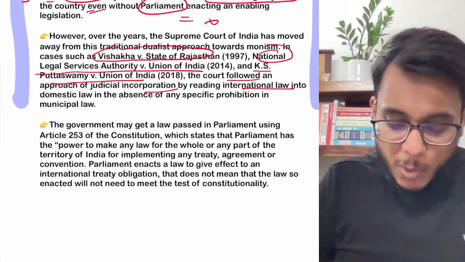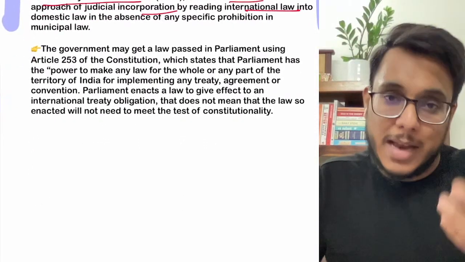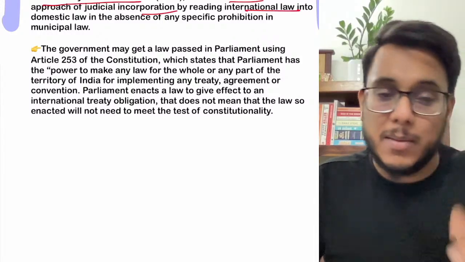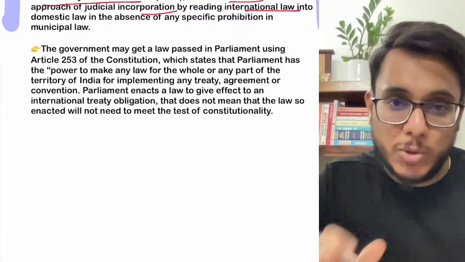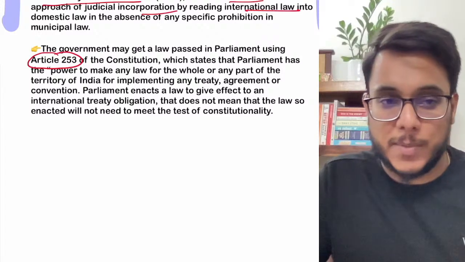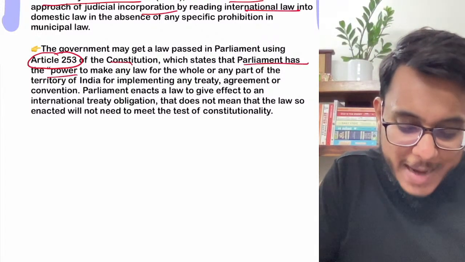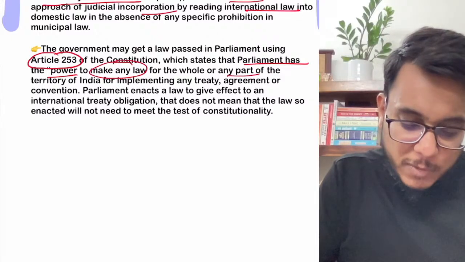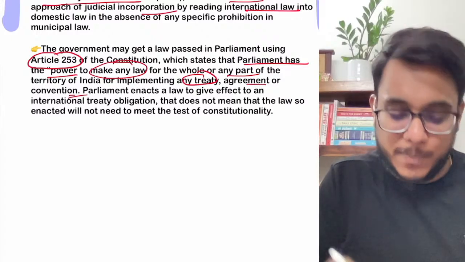Fine. Now, can Section 66A just come back into India just because an international law is being brought? Guys, technically the government can do that because we have Article 253 of the Indian Constitution. Article 253 provides that Parliament has the power to make any law for the whole or part of the country for implementing any international treaty, agreement, or convention.